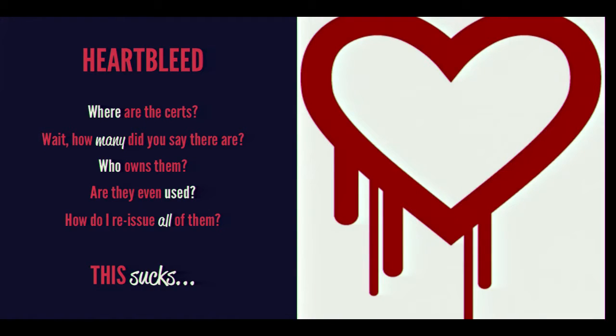So I have a couple questions up here, and these are kind of my Dante circles of hell as I grasped the realization of what we were going to have to do when Heartbleed came out, right? So the first question is, well, okay, where are these certificates stored? And the answer is we didn't really know, right?